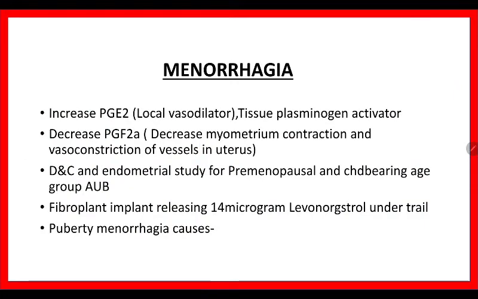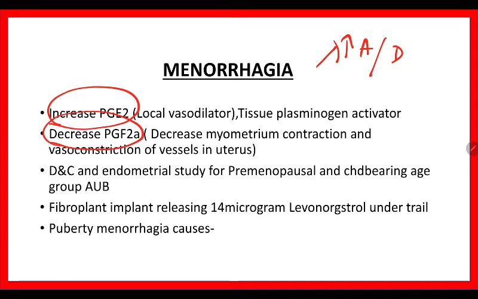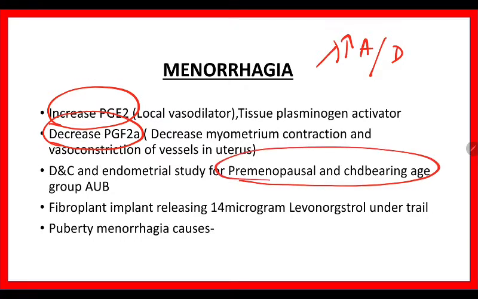Coming to menorrhagia, it is basically an increase in the amount or duration of bleeding. It is because of increased PGE2 or decreased PGF2 alpha. If a female of perimenopausal or childbearing age comes to us with a complaint of abnormal uterine bleeding, do a dilatation and curettage and endometrial study to rule out carcinoma endometrium. A fibro implant releasing 14 microgram of levonorgestrel for menorrhagia is still under trial.